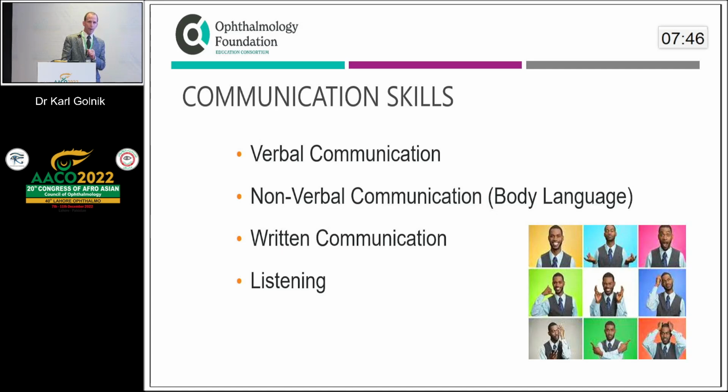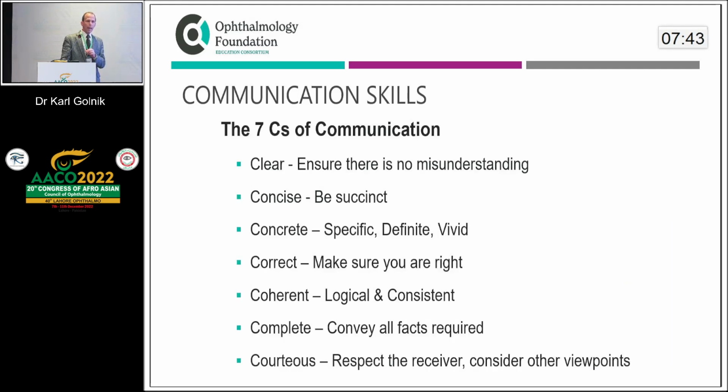And this is, I forget exactly where I got this. I should have a reference there, but this was called the seven C's of communication. It should be clear. You want to have clarity in what you're saying. Make sure there is no misunderstanding. It should be concise, succinct.